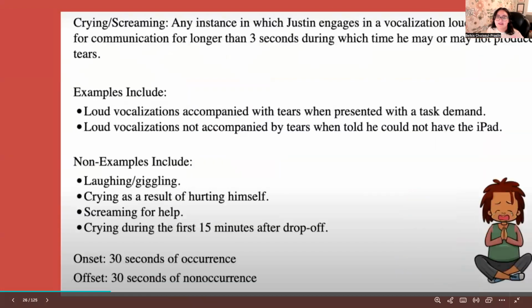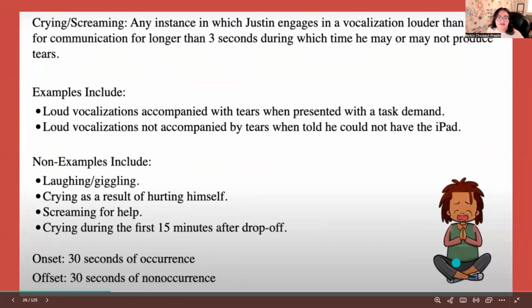So let's take a look at a much more precise definition of Justin's behavior. Here, crying or screaming is defined as any instance in which Justin engages in a vocalization louder than what is used for communication for longer than 3 seconds, during which time he may or may not produce tears. That is a far more specific thing. Let's take a second and break this behavior down into some separate parts here.